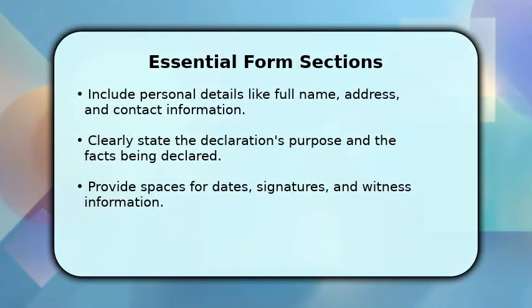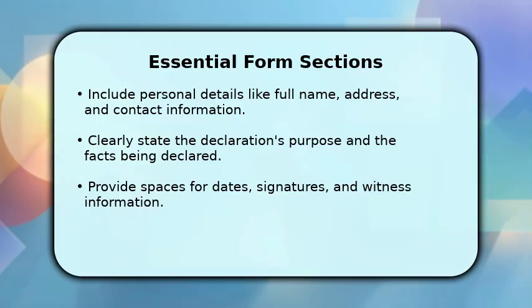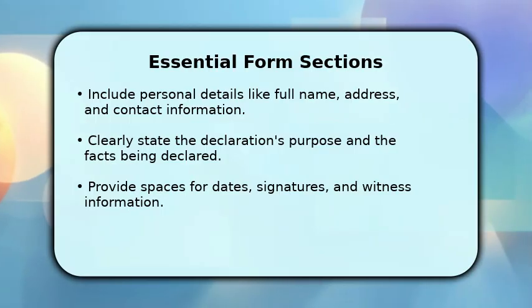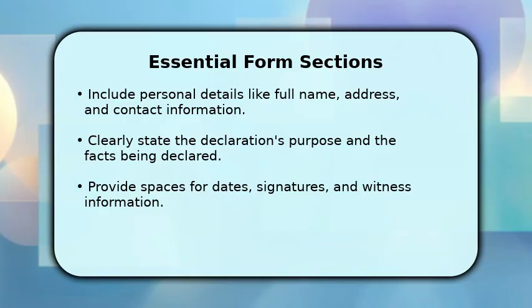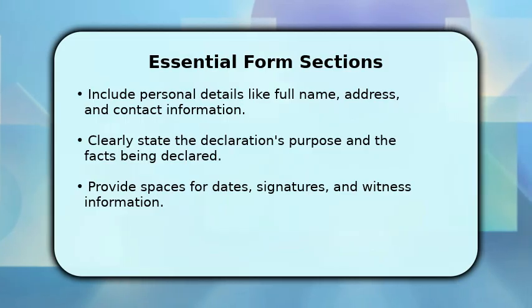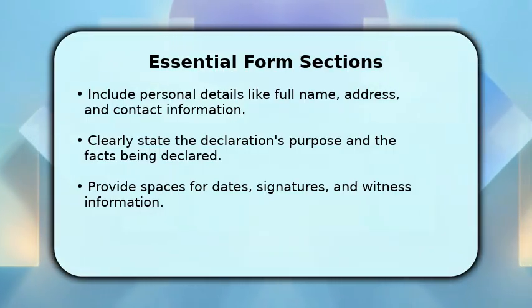Every declaration form requires specific sections. Begin with personal details, including your full name, current address, and contact number. Then, clearly state the declaration's purpose and the specific facts you are affirming. Remember to include designated spaces for the date, your signature, and, if necessary, a witness's signature and details. These elements are fundamental for validity.